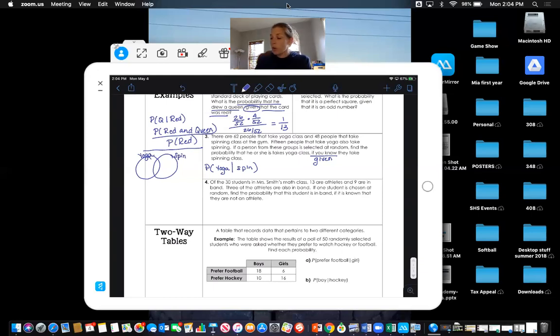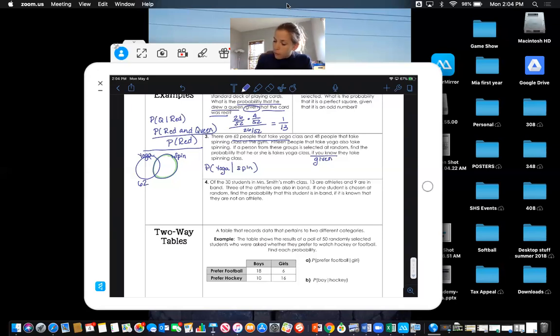And anyone within, and I'm going to highlight it here, anyone in that entire circle, including that overlap space, is going to be taking spinning. And then we've got that overlap, and you know that means they take both. So in total, it says 62 people take yoga. So that means this entire circle means 62. So the overlap and the not overlap part, the two parts that make the circle, have to add up to 62.